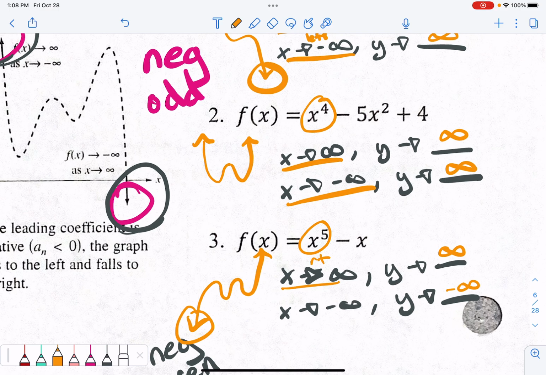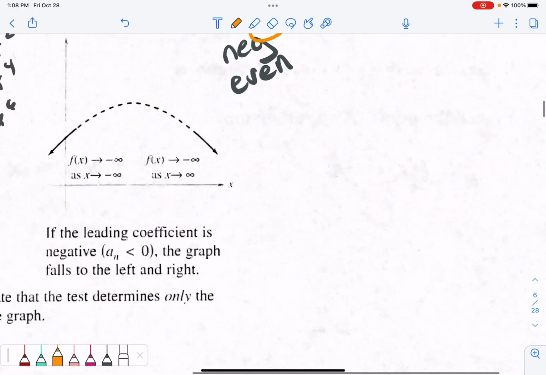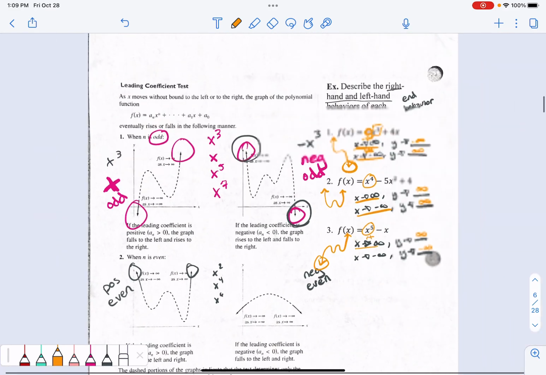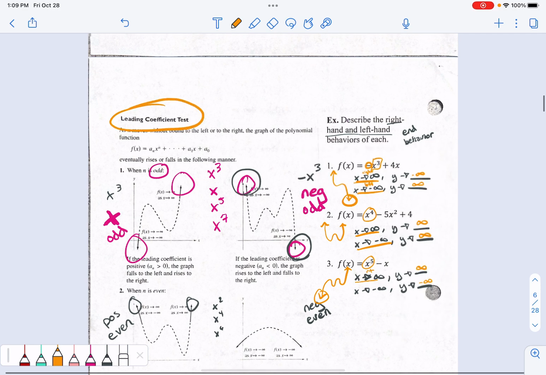This one, infinity, is x to the fourth power. He's a W, so he's up and up, like infinity, infinity. Yep, good. Happy with that? That's what they call the leading coefficient test.